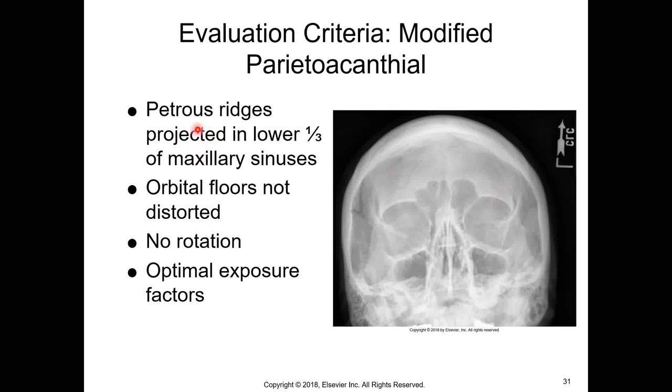And here you want to see for image criteria that the petrous ridges are projected in the lower third of the maxillary sinuses, the orbital floors are not distorted, there's no rotation, and that you can see everything well. So here's your maxillary sinuses, here's your lower third, and these are your petrous ridges right here in the lower third of the maxillary sinuses, and that's for the modified Waters.